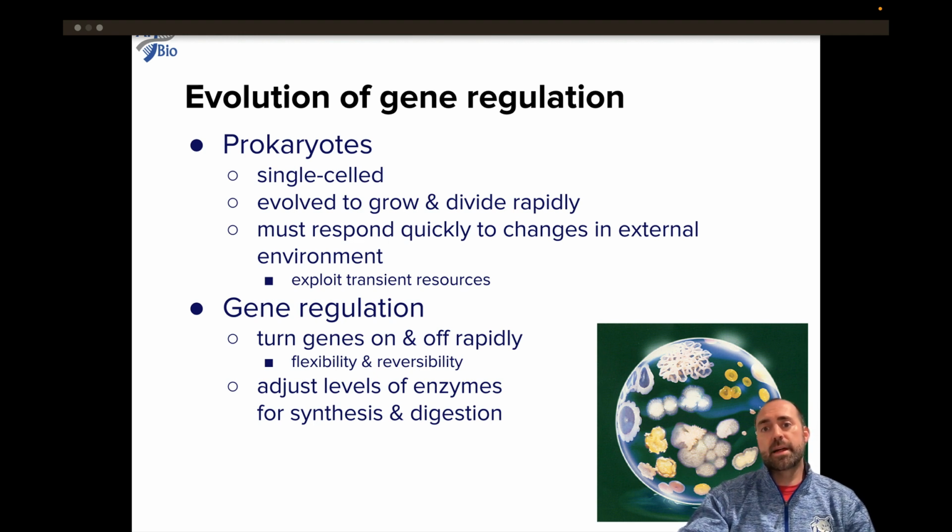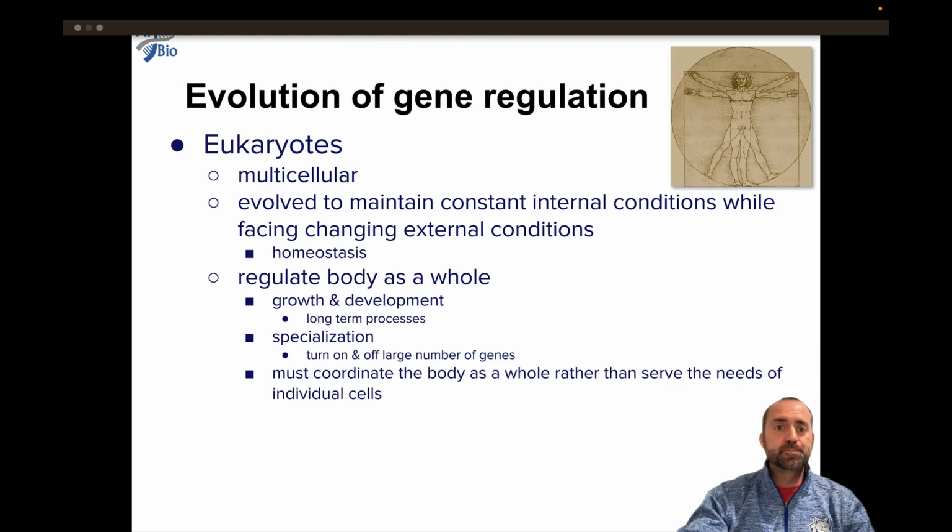Kind of like we talked about the lac operon, that gene can be turned on when lactose is available, making those enzymes available to digest that lactose, and then turn that gene off as to not waste resources when lactose is not available. They also have to be able to adjust enzymes for synthesis and digestion, just like we talked about for lactose, and then the trp operon for synthesis. Prokaryotes need to be able to quickly change their gene expression and use resources when they're available.